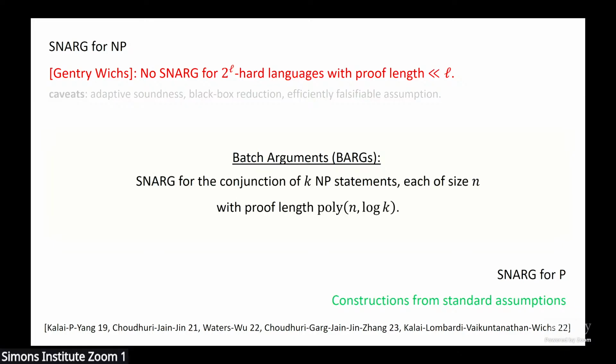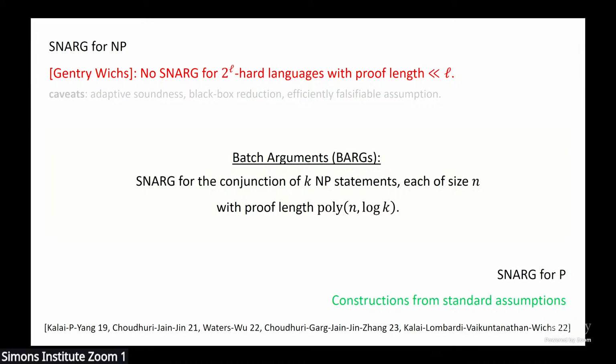So what are BARGs? BARGs are basically a weak form of SNARKs. In a SNARK, we prove one statement. In a BARG, we prove a conjunction of k NP statements. And we're only asking for succinctness, for efficiency, to kick in when the number of statements is pretty large. We allow the proof length to grow polynomially with n, the size of one of the statements, but it should not grow with the number of statements, k.